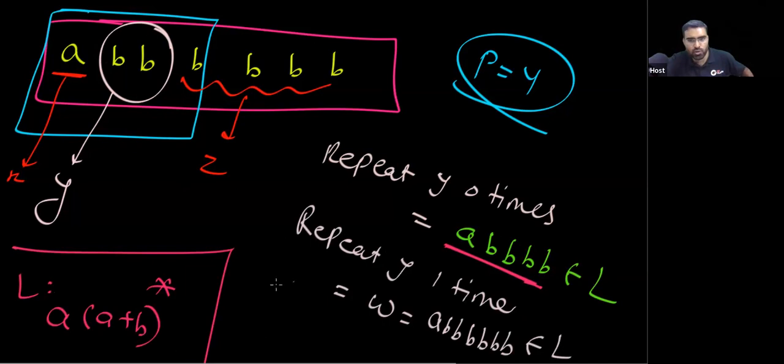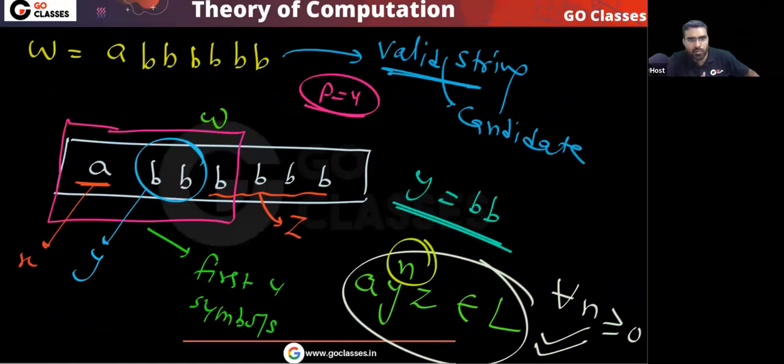If I repeat this y 2 times, then also that will belong to L. So finally you can notice, you can repeat this y any number of times, 100 times, 1000 times, 1 million times. The resulting string will definitely belong to L. Whatever value of N you take, you can repeat any number of times, and the resulting string will belong to L.